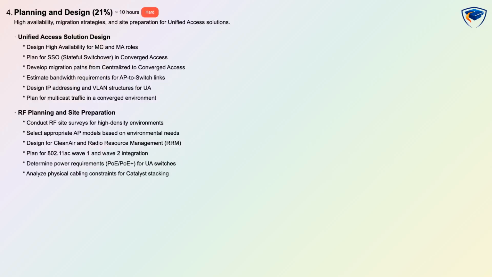Planning and design is 21% of the exam, is rated hard, and suggests about 10 hours of study with scenario-based assessment. This domain focuses on designing high availability and migration strategies for unified access, including HA for mobility controller and mobility agent roles, planning SSO and migration paths from centralized to converged access, and estimating bandwidth for AP to switch links. You will design IP addressing and VLAN structures, plan for multicast in a converged environment, and conduct RF site surveys for high-density deployments to select appropriate AP models.